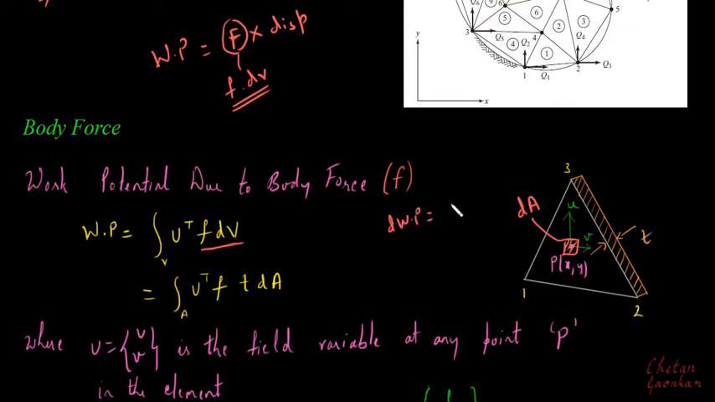that is dWp, which will be equal to the body force applicable to this small area, that is F dV, multiplied by the corresponding displacement at this place, that is u and v. Fine. And then if I want to calculate the work potential for the entire element, I will have to integrate this over the entire volume.